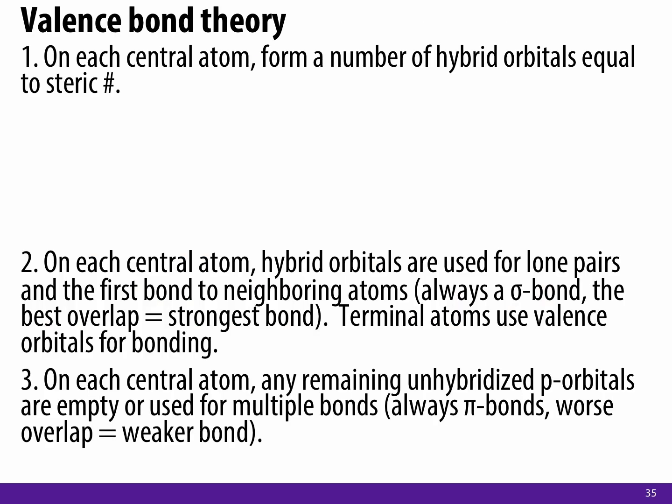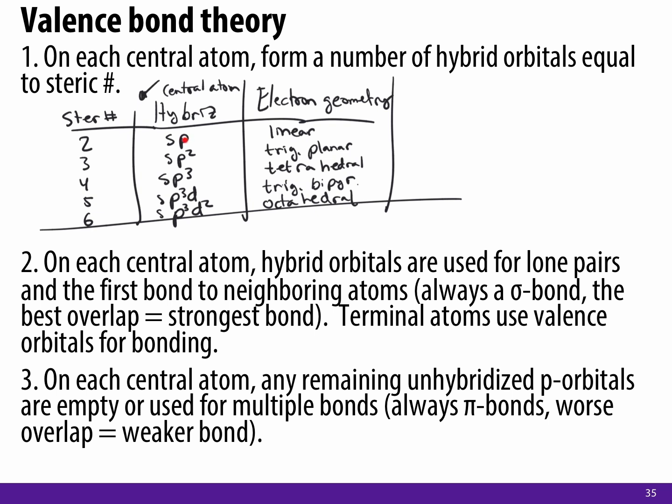Okay, next let's go through the overall rules we get out for valence bond theory. On each central atom, we're going to form a number of hybrid orbitals equal to the steric number. That'll let us provide orbitals that agree with the molecular shape and electron geometry provided already by VSEPR theory analysis. Again, you can put this on there and memorize it, I guess, but if you know that rule that we're going to form hybrid orbitals equal to the steric number, you can also back it out. So for a steric number of 2, 1 s plus 1 p orbital is 2 hybrid orbitals. Steric number of 3, 1 s plus 2 p orbitals gives us 3 hybrid orbitals.